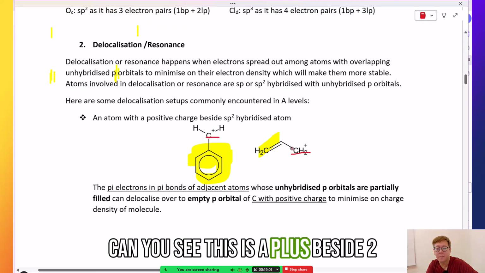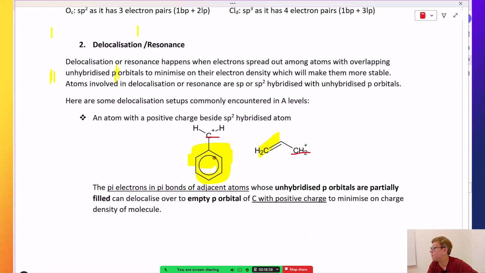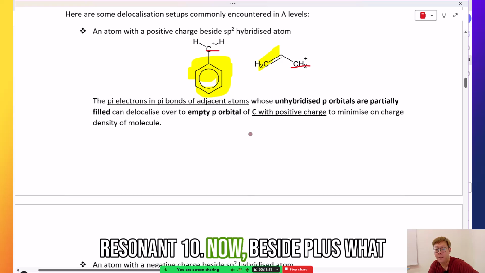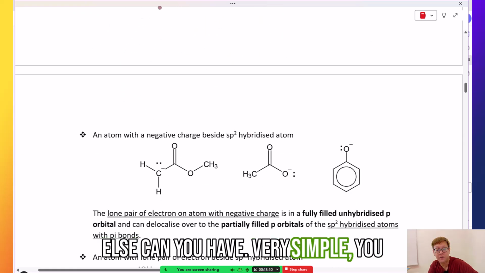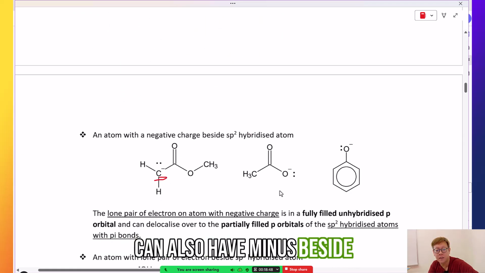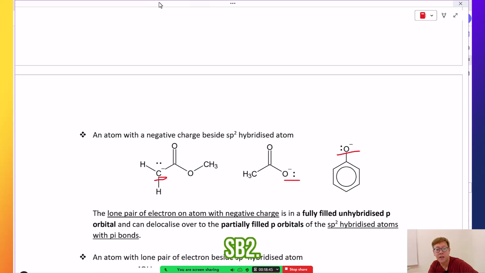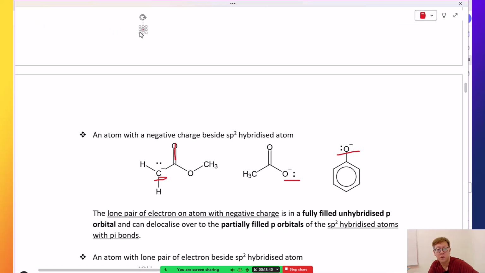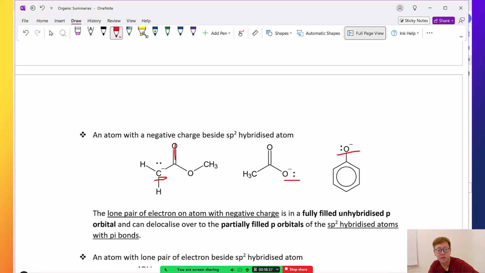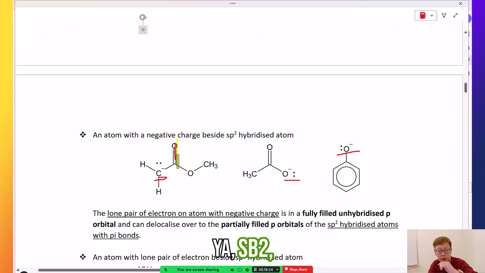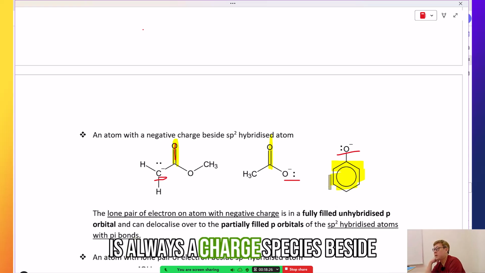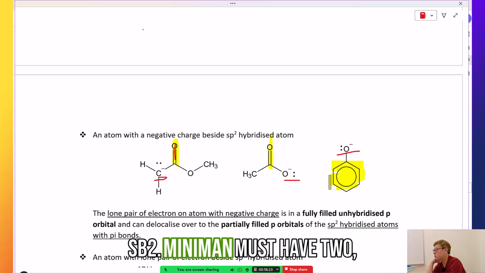Can you see this is a plus beside 2 sp2, a plus beside 6? So when you have a plus beside sp2, minimum 2, you can have resonance. Now, beside plus, what else can you have? Very simple, you can also have minus beside sp2. You can see these are the sp2. Same problem again. Okay, here sp2, here sp2, here sp2. So notice it's always a charged species beside sp2. Minimum must have 2.